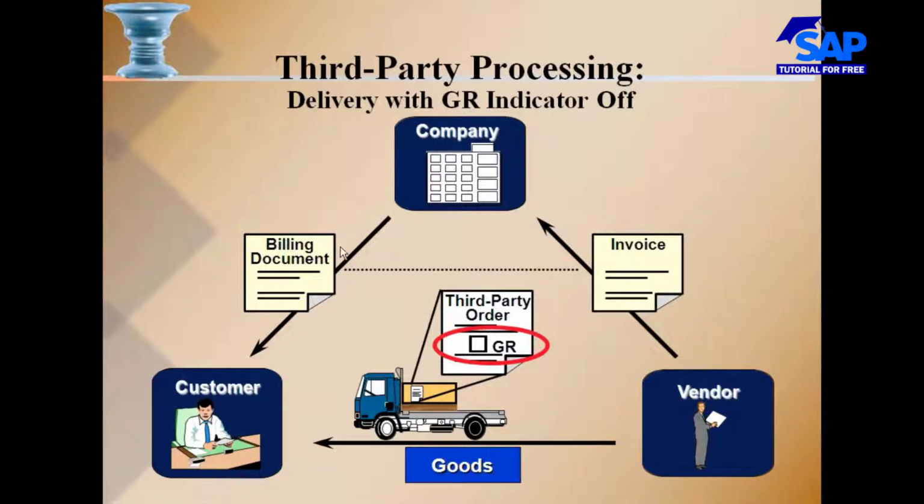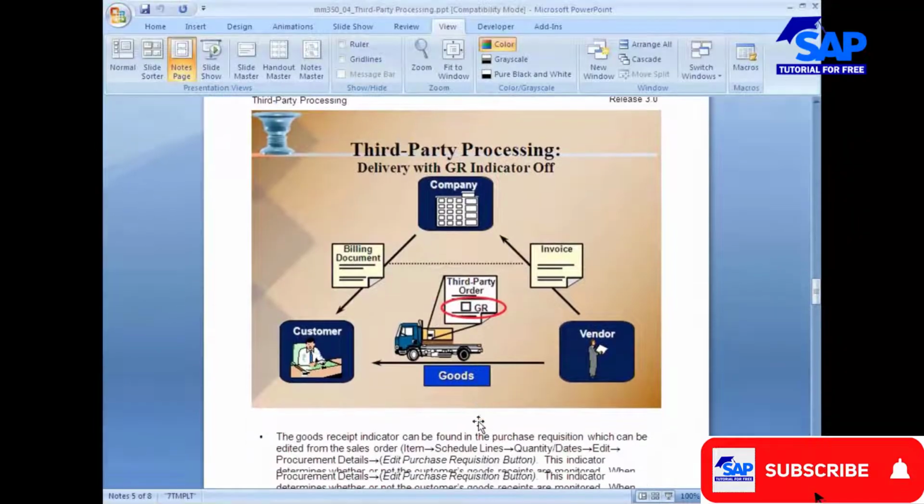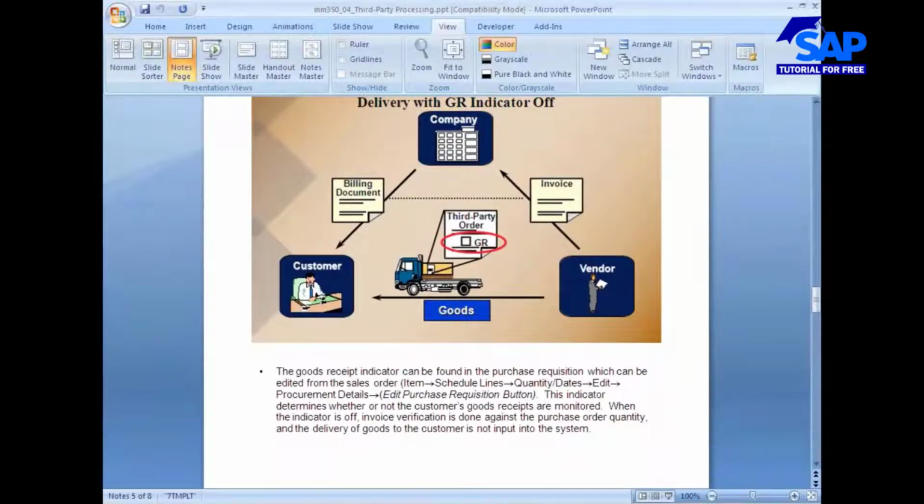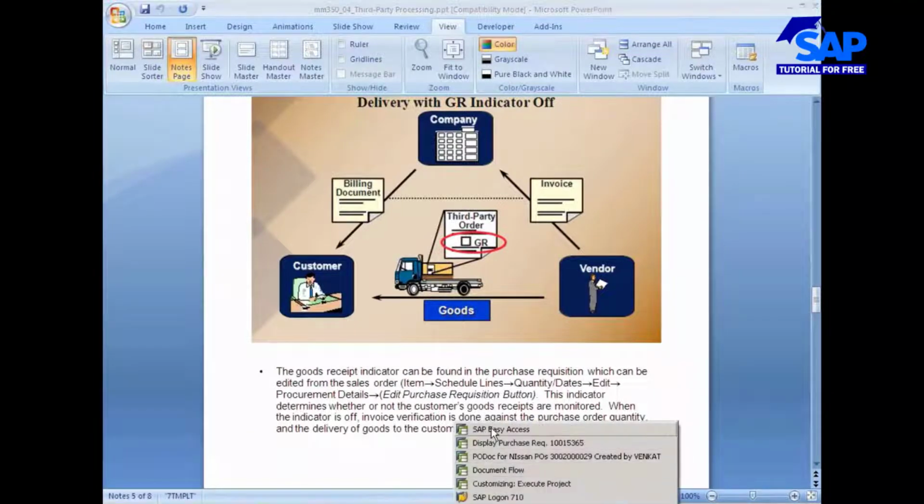Now you see here, once the purchase order was created, the third party purchase order, the goods receipt check was not there. Then I maintained the goods receipt check, and then I did the goods receipt. You could see all this information there. And then after goods receipt was done, the vendor will send you an invoice to the company, for which you will be doing MIRO. MIRO is the transaction.